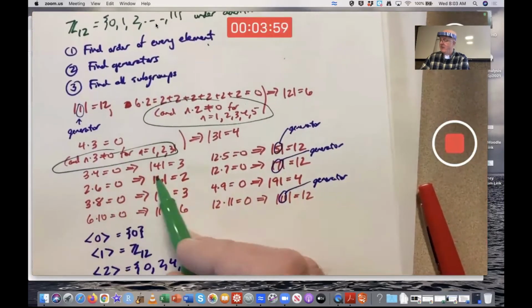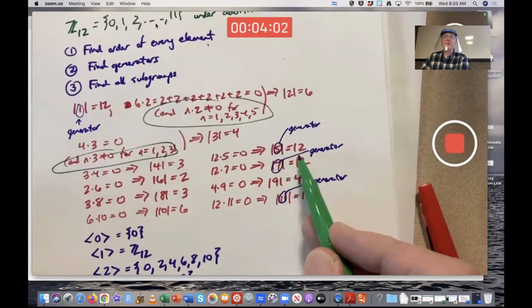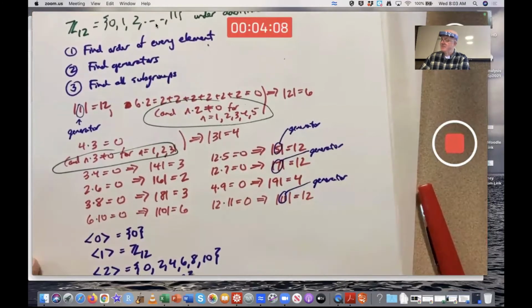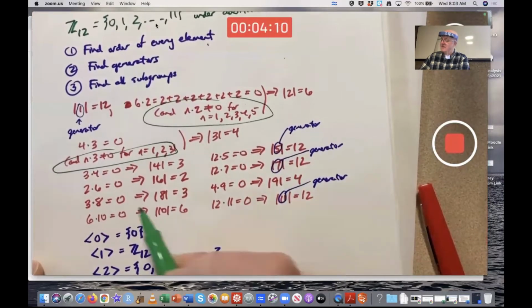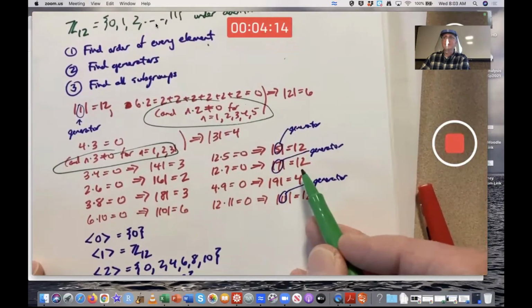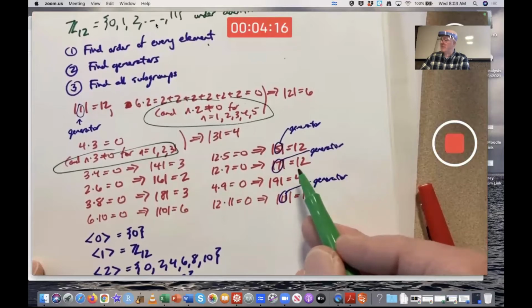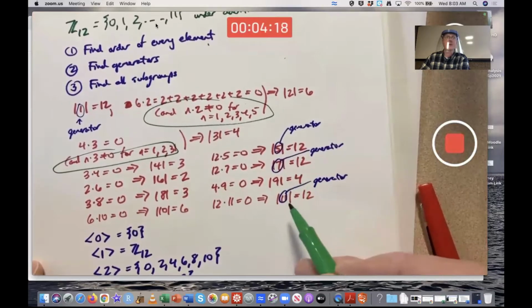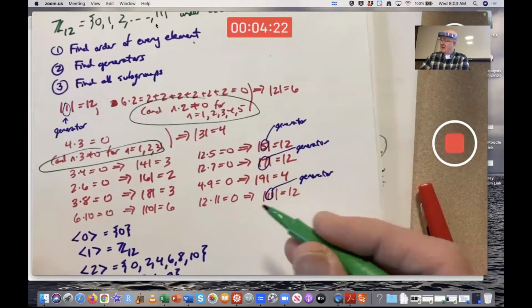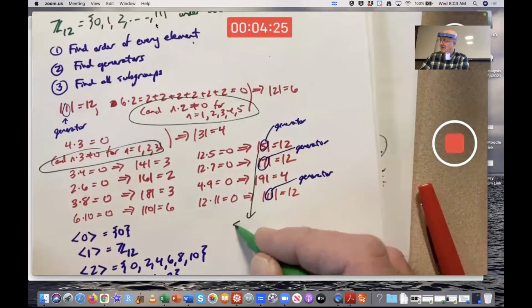The order of 4 is 3. The order of 5 is 12. 5 is a generator. The order of 6 is 2. The order of 7 is 12. 7 is a generator. And if you were feeling unsure about whether 5, 7, and 11 were generators, you could list out all the multiples.